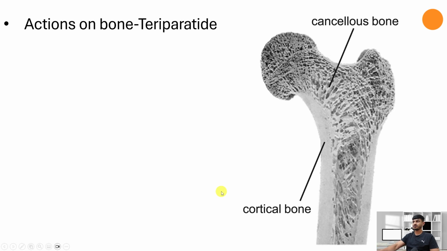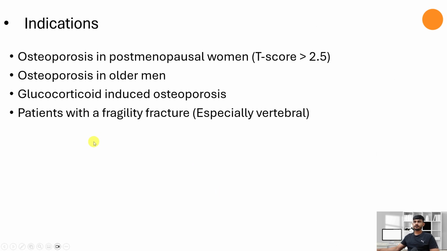So when do we use teriparatide? Usually in postmenopausal women with severe osteoporosis. So usually with a T-score below -3.5, but I just put 2.5 because anything beyond a T-score of -2.5 is considered osteoporosis. Anything beyond -3.5 is severe osteoporosis. Osteoporosis in postmenopausal women and older men. Some patients we give glucocorticoids, and what a glucocorticoid does is it causes osteoporosis secondary to its treatment. So we can treat that with teriparatide. And another important indication is any patient with a fragility fracture.